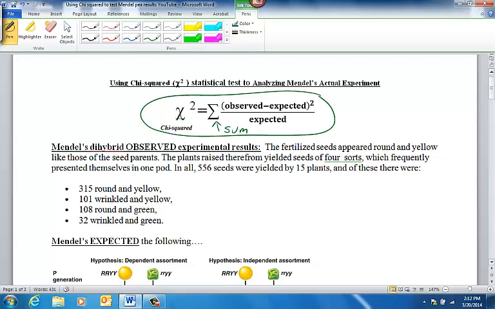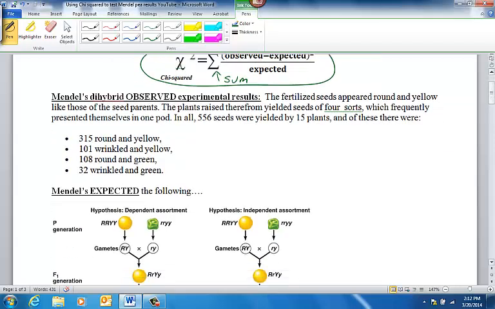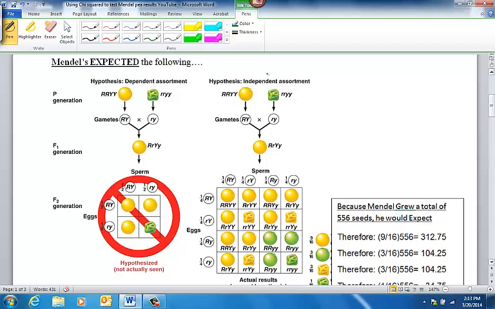So Mendel did many experiments where he collected lots and lots of data, and he did many dihybrid crosses, but we're going to look at one particular one, where he fertilized the seeds that appeared round and yellow with like seeds, and he raised from there, and he got a total of 556 seeds produced from 15 plants, and these were his results. But before we get to that, let's just look at the basic experiment. We're looking over here at this experiment. We'll talk about the other one later.